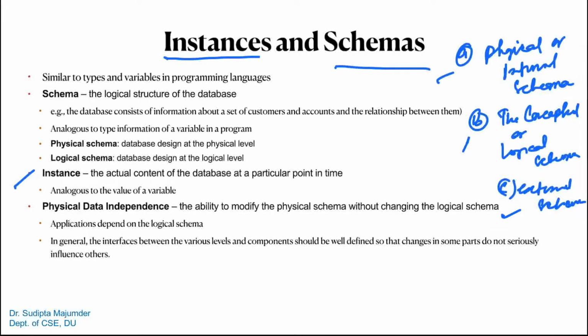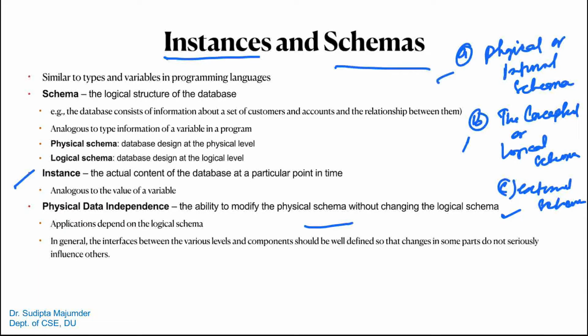Then we have the physical data independence. The physical data independence is the ability to modify the physical schema without changing the logical schema. The applications depend on the logical schema. In general, the interface between the various levels and components should be well defined so that the changes in some part do not seriously influence others.